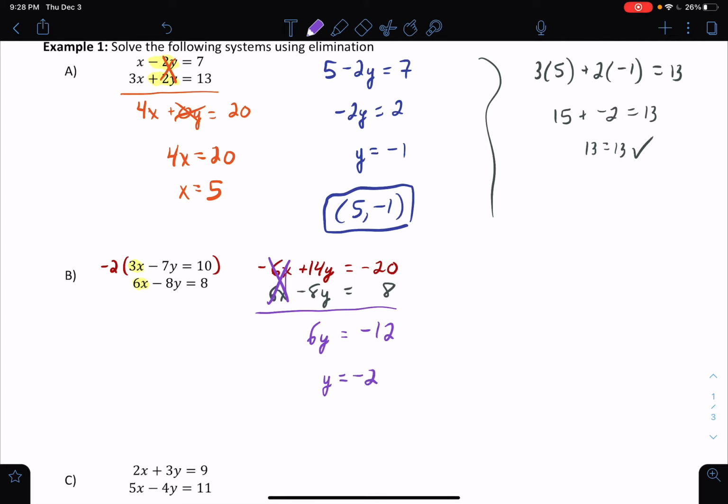Now we need to plug it into either the top or the bottom equation to solve for x. I'm going to plug it into the top. So I got 3x minus 7y, but instead of y, I'm going to substitute in negative 2, because that's what we just solved for, equals 10. So we got 3x plus 14 equals 10. Subtract 14 from both sides, so I'll get 3x equals negative 4. Divide both sides by 3. X is going to equal negative 4/3. Okay? Fractions are decimals too, so that's fine. The solution, as we have it right now, is negative 4/3, negative 2.